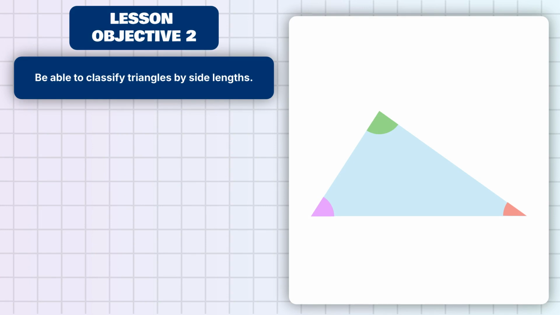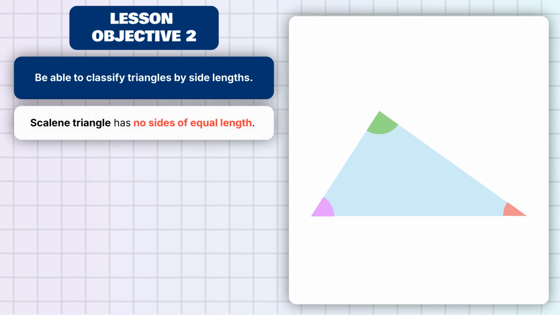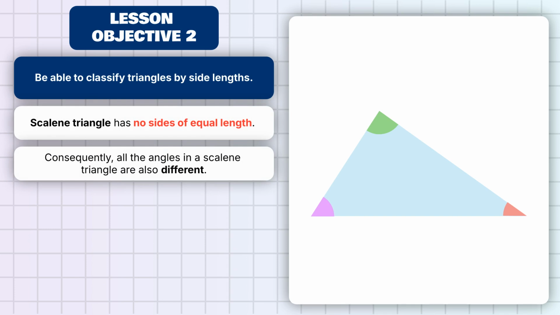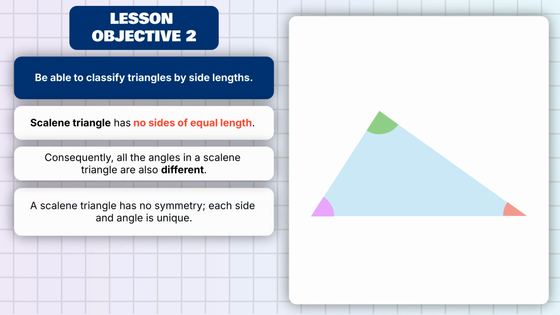Finally, we have scalene triangles. A scalene triangle has all sides of different lengths. Consequently, all the angles in a scalene triangle are also different. So a scalene triangle has no symmetry. Each side and angle is unique.